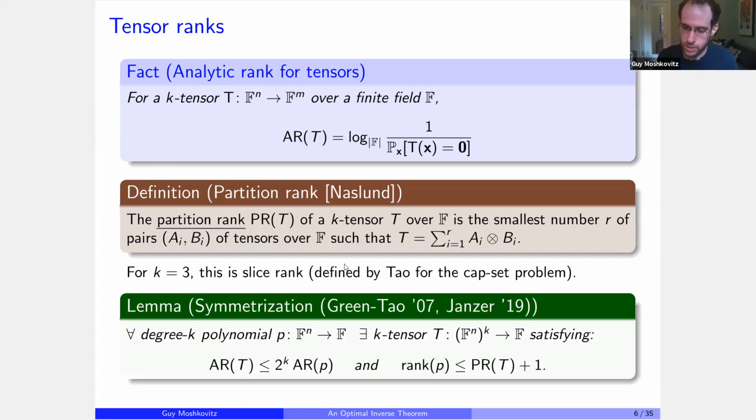And also, as I mentioned before, there is really little loss in generality when you only talk about multilinear polynomials, when you only talk about tensors. If you start with an arbitrary polynomial of degree k, you can take its standard symmetrization, and you get an order k tensor with roughly the same analytic rank, and its partition rank bounds the rank from above. So from now on, I'm just going to talk about structure versus randomness for tensors. Okay, so let's move on.